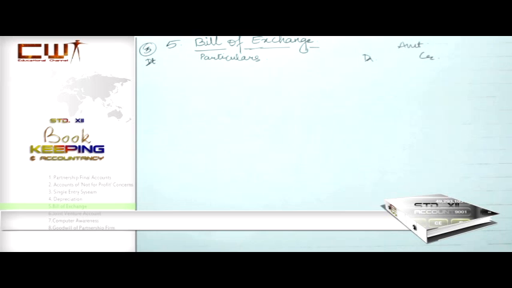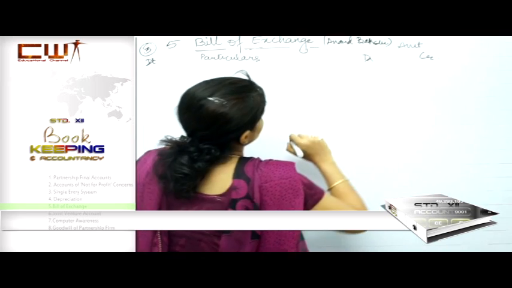So you have to give journal entries in the books of Anand Bakshi, that is the drawee of the bill. In the books of the drawee, you will do the entries. So what will the first entry be? Drawing the bill will not come because you have not drawn the bill. You have accepted the bill. So the entry of acceptance will come.